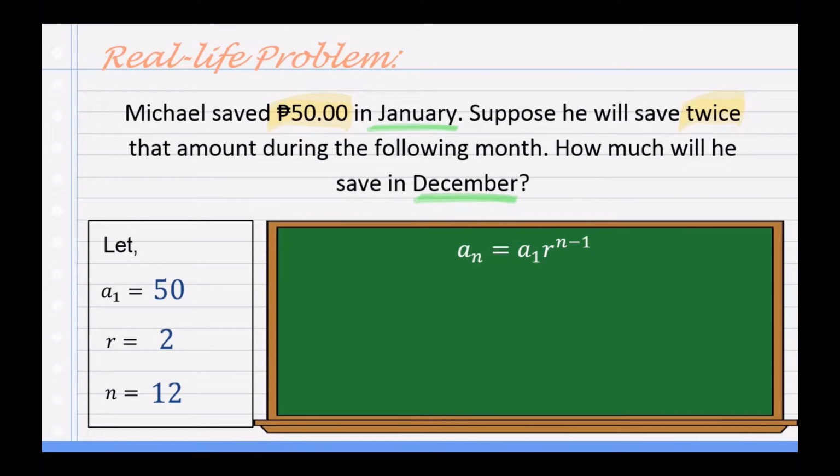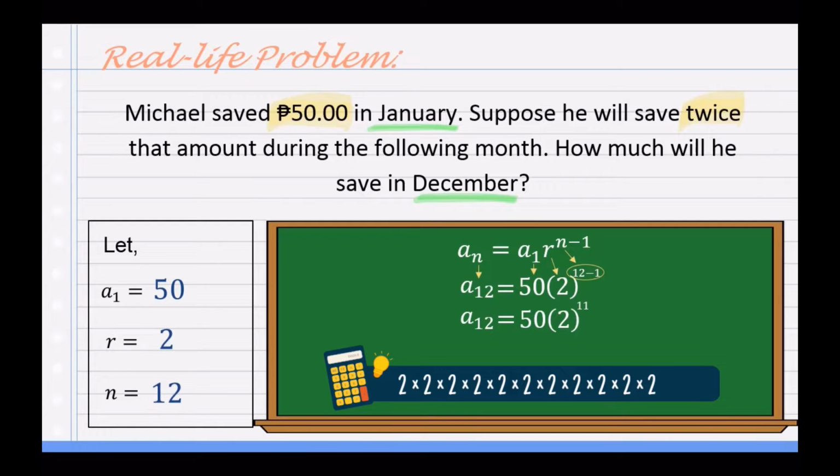Since we will find the amount that was saved in December, therefore a sub n now would become a sub 12. Then a sub 1 would become 50, r will be substituted with 2, then n will become 12. Then we'll just have to copy minus 1. PEMDAS rule again. We have to solve first the exponent. So this will now become a sub 12 is equal to 50 times 2 and this will become 11. Then we'll raise 2 to 11. So this is just simply again multiplying 2 by itself 11 times.